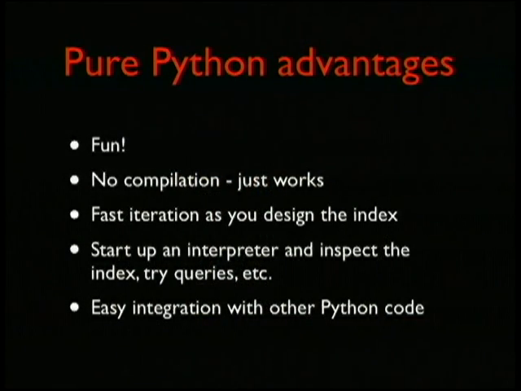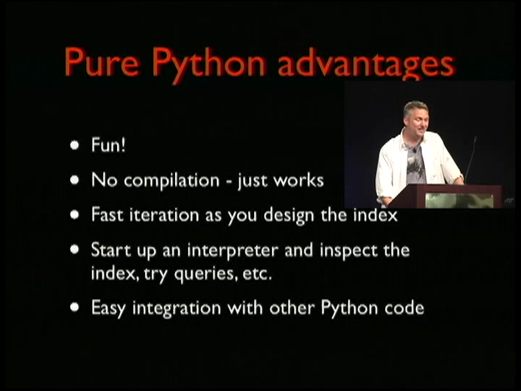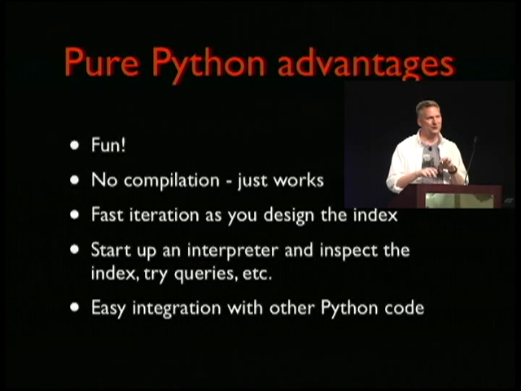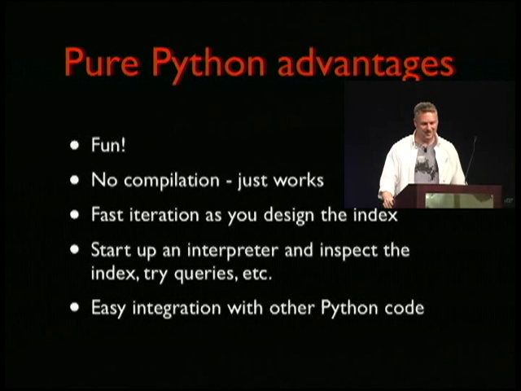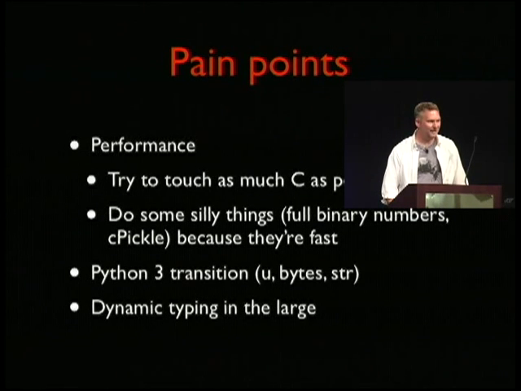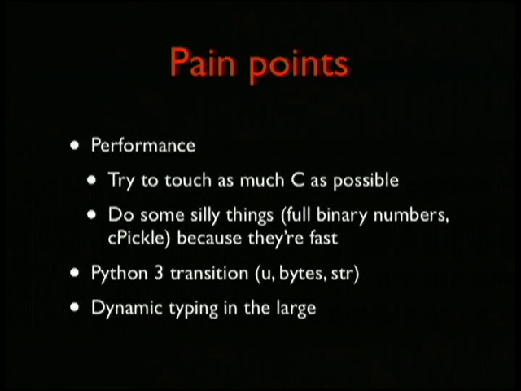I think there are some advantages to having this search engine library in pure Python, even though it seems strange and it's not quite as blazing fast as it would be in Java or C++. First of all, it's fun to work on for me. And it just works. It's easy to iterate fast when you're designing how these fields should look. And you can just start up the interpreter and inspect the index, try things. And it's easy to integrate with other Python code. I won't talk about what's bad about it, because that would be negative and I'm already out of time.